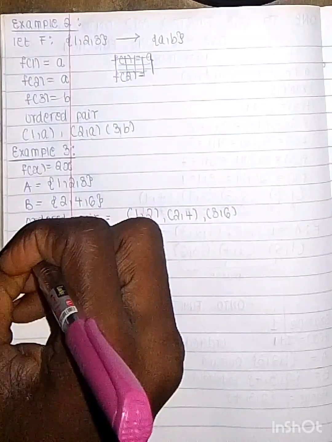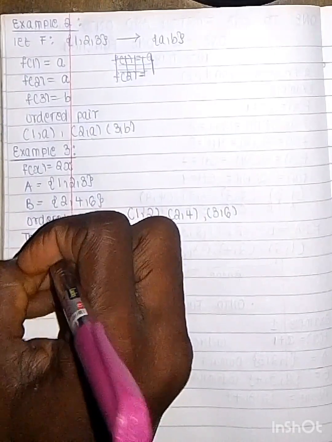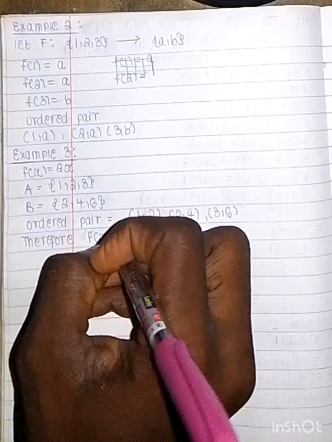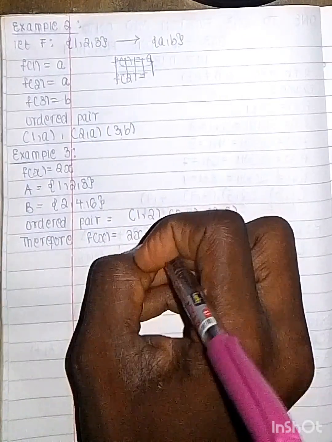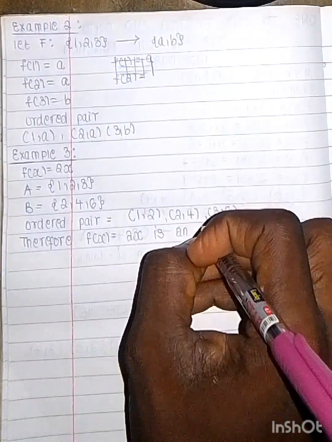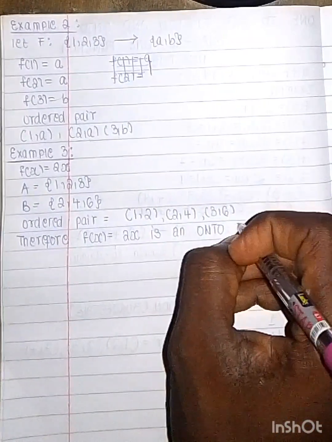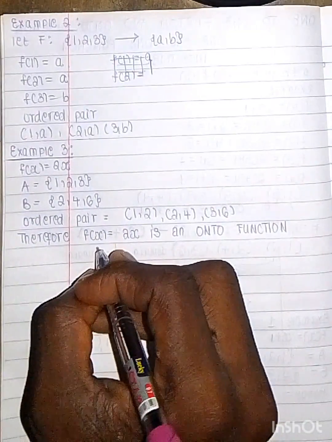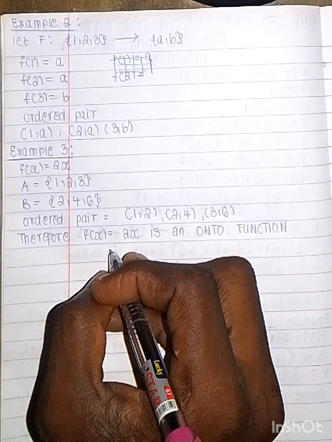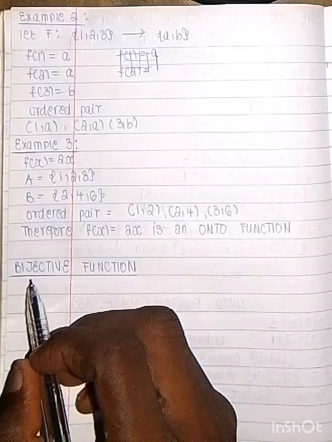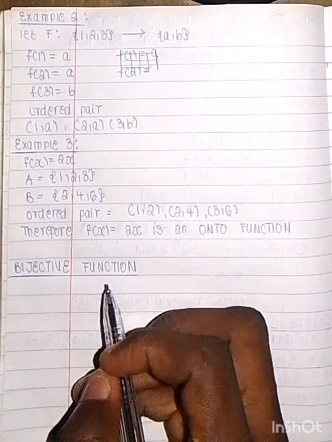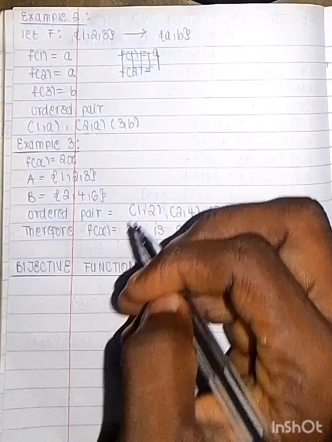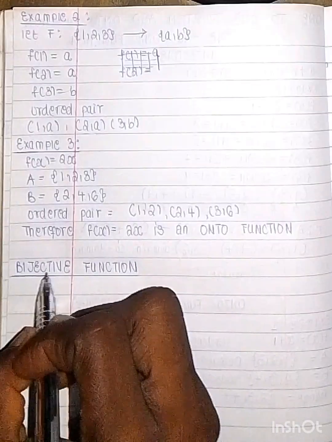So, therefore, the function f(x), which is equal to 2x, is an onto function. Now, we'll be looking at what we call a bijective function. A situation where a function is both a one-to-one function and an onto function is called a bijective function.